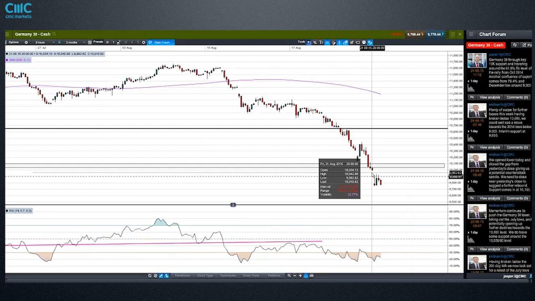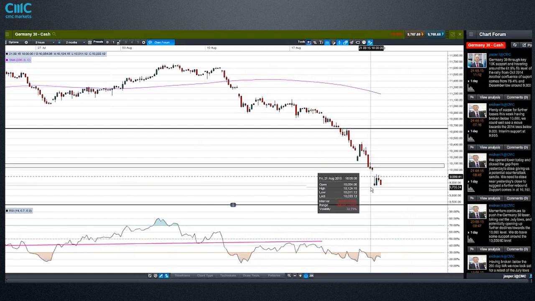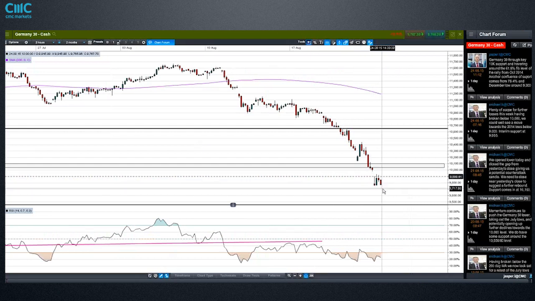So, if you're of the opinion that this rout's not over, we're rolling over into a bear market that many people have been predicting since the bull market first started, then be tactical. You can always short on a break of the low. Of course, it could be a false break. That's always the risk with breakout trades.